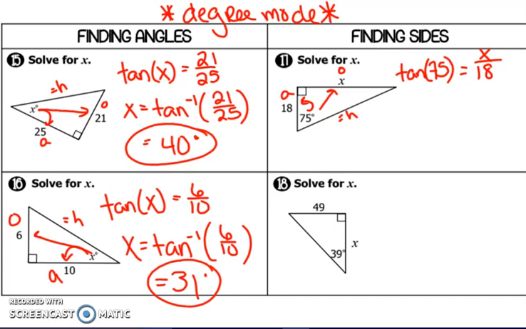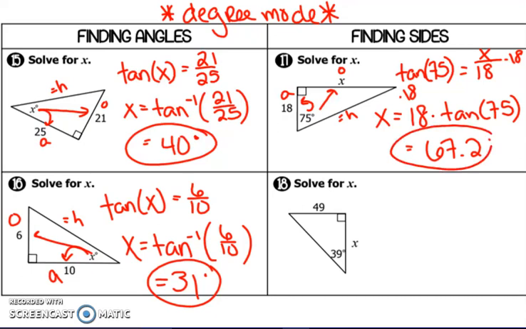From here, we want to get rid of the fraction, so I'm going to multiply by 18 on both sides. So x is going to equal 18 times the tangent of 75. Well, x is by itself, so we can type that in our calculator now. And you should get 67.2.